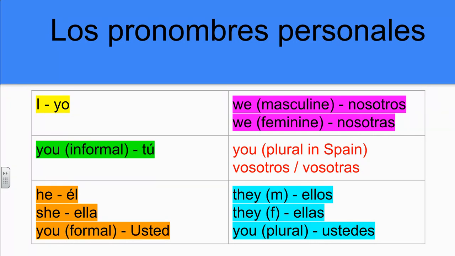Later, we can see the word he, él, she, ella. The word él also has an accent mark. If it doesn't, it becomes the word the. We want the word he, so it carries the accent.